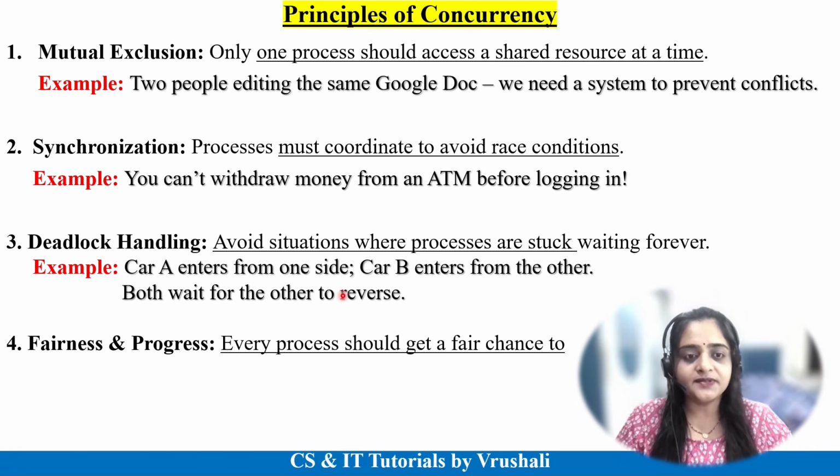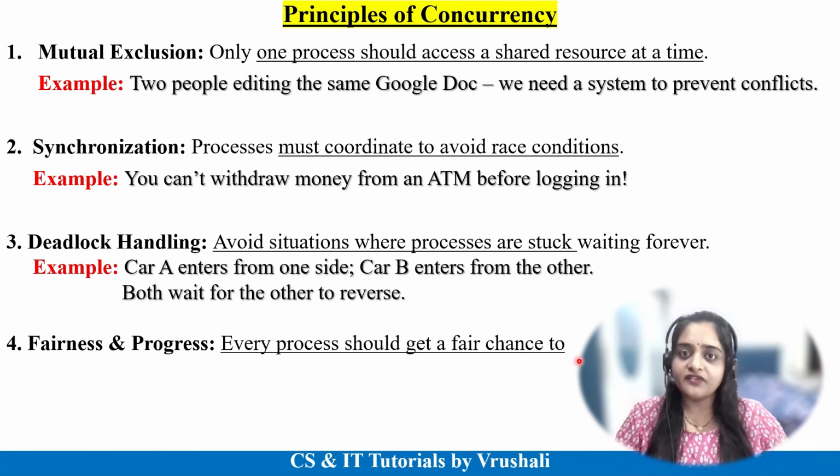And the last principle is fairness and progress. It means that every process should get a fair chance to execute, right? In the previous session we discussed the example of CPU scheduling, where we executed each and every process at the proper time, which is called fairness and progress of each and every process. So these four are the principles of concurrency.